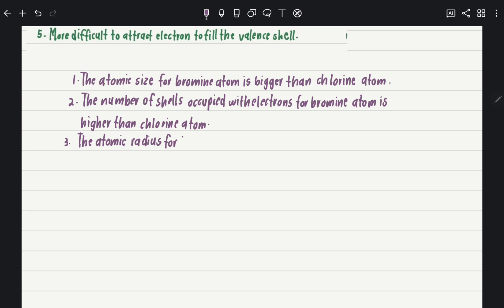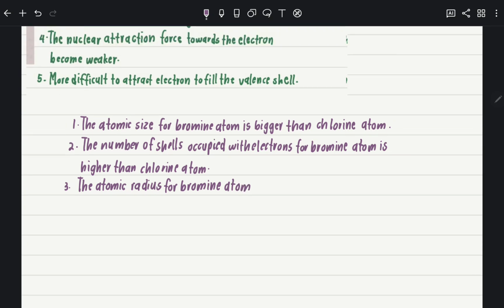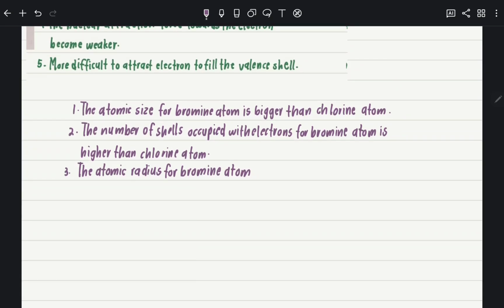for bromine atom, normally for atomic radius we say larger, but bigger is also acceptable, is bigger than chlorine atom. Remember when you start to compare, you start with bromine, and make sure the whole comparison you talk about bromine too. Don't talk about bromine for a while then bring chlorine to the front. It's not a proper way. Make sure your answer is easy to understand.